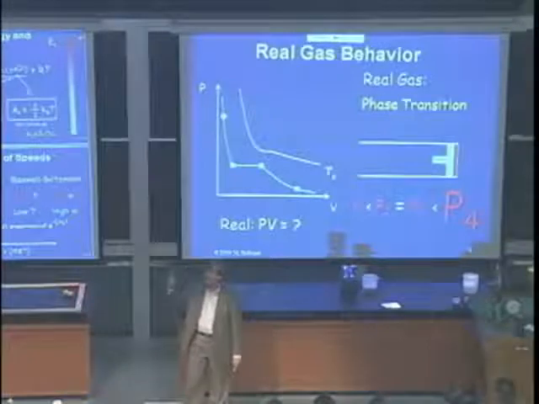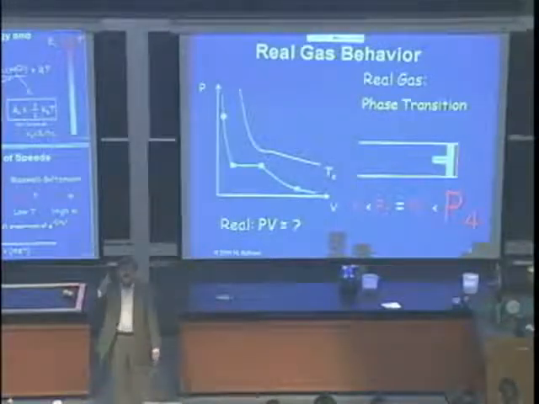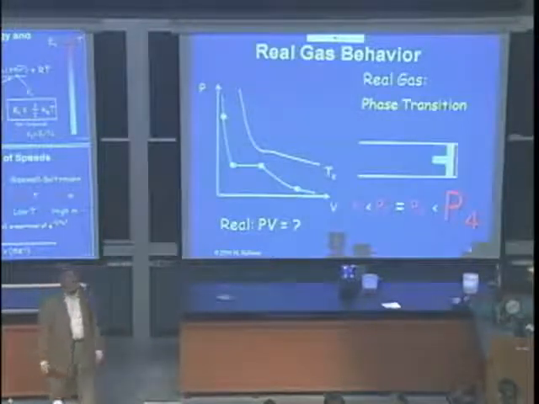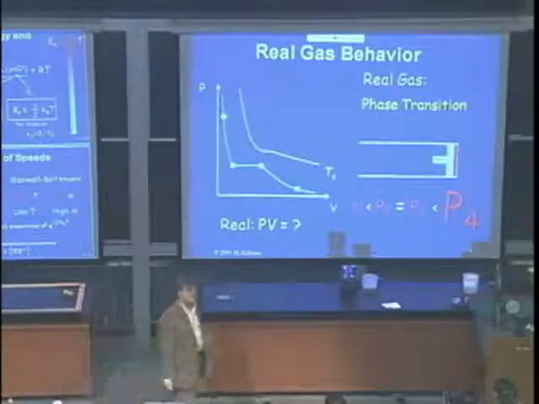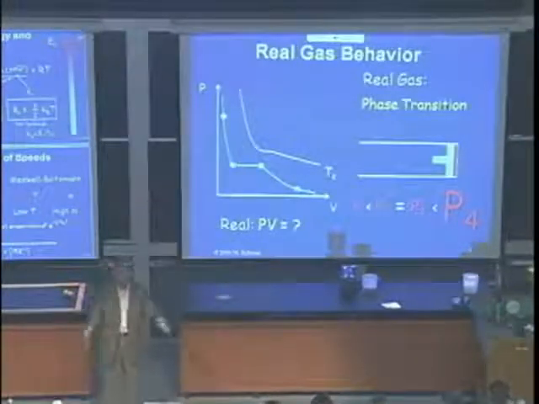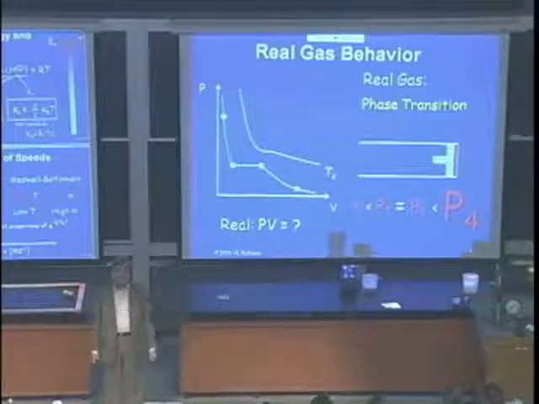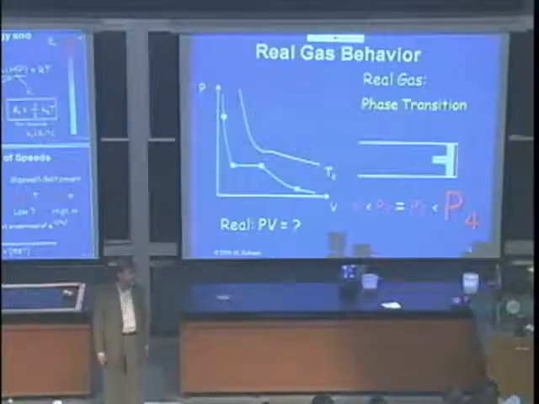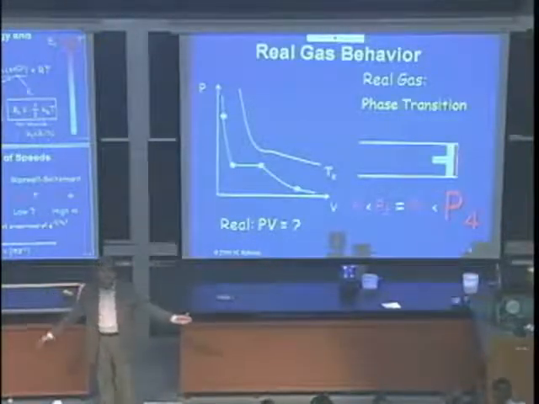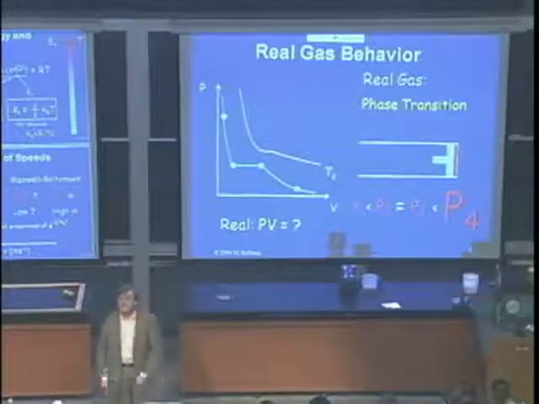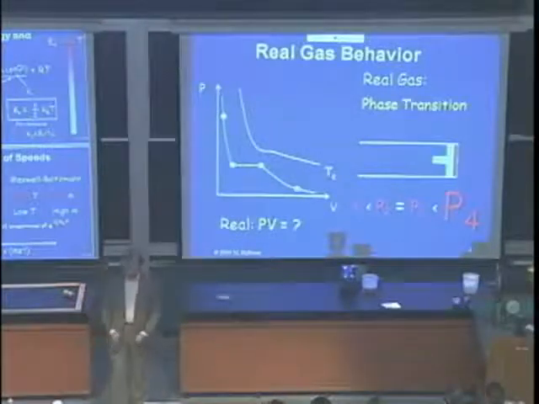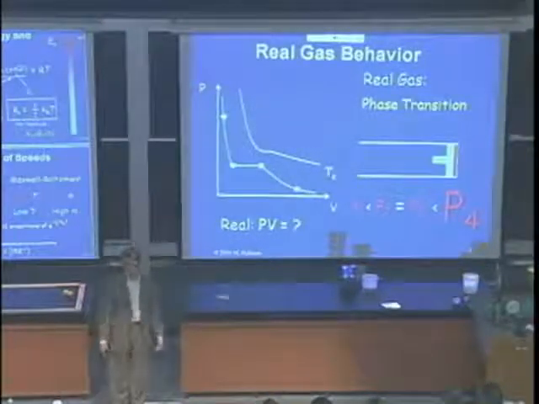Okay, now let's look at a real gas if we increase the temperature. Eventually, we will come to a point which we call the critical temperature. Above that temperature, any gas behaves again as an ideal gas. There will be no phase changes whatsoever. So an ideal gas behaves ideal at all temperatures, and a real gas behaves ideal only when it's above the critical temperature.